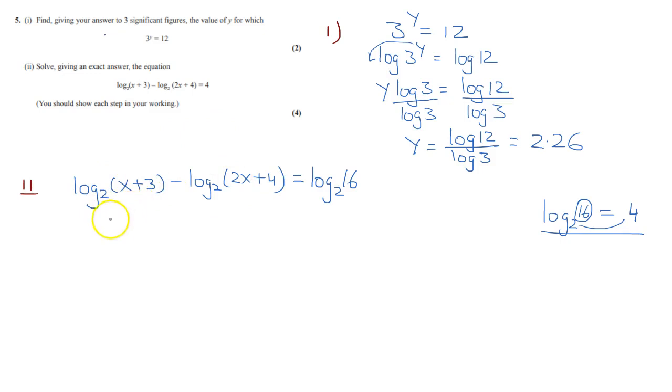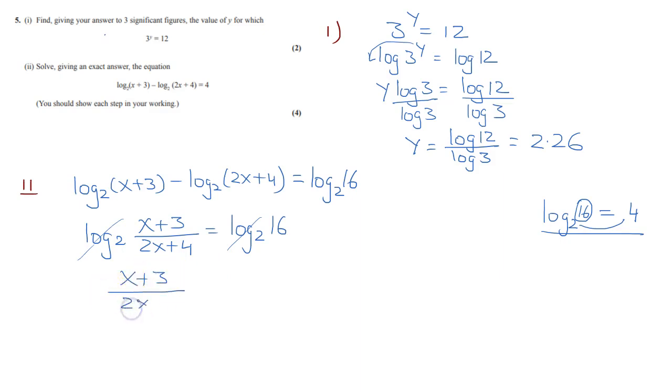Now log a minus log b is log a over b. So this I can write as log base 2 of (x plus 3 over 2x plus 4) is equal to log base 2 of 16. Now here we have both sides with log of base 2, so we can take antilog. Antilog means simple, remove the log. So we can write x plus 3 over 2x plus 4 is equal to 16. So x plus 3 is equal to 16 times 2x plus 4, that is 32x plus 64.